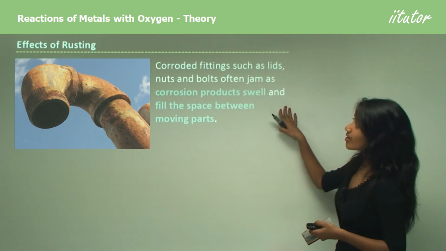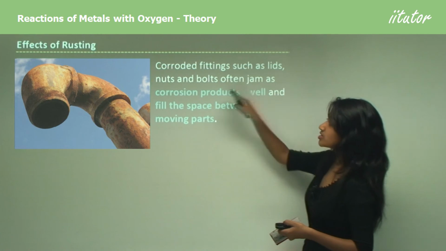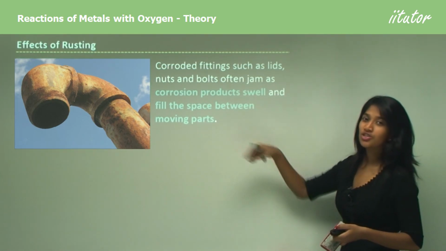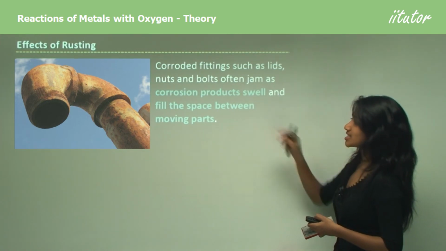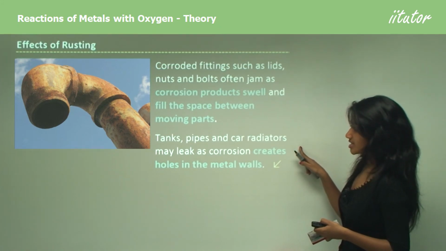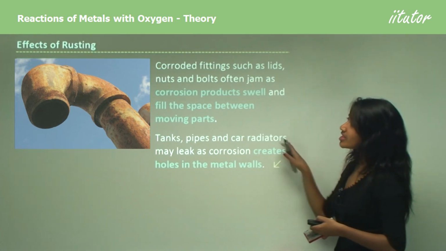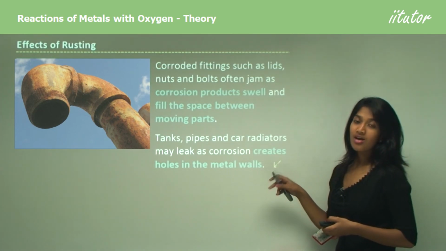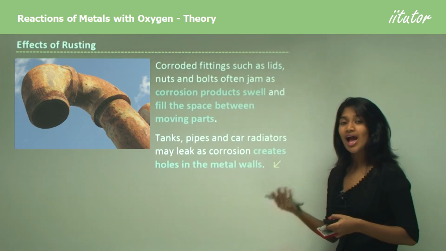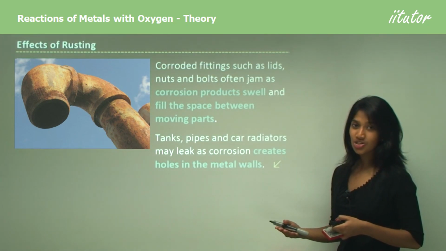It also corrodes fittings such as lids, nuts and bolts, often jamming them, because the corrosion products swell and fill the place between the two parts. So corrosion is acting as a disadvantage here. Also, tanks, pipes and car radiators may leak as corrosion creates holes in the metal walls. So these are some defects of corrosion. In this topic, we covered metals reacting with oxygen, and corrosion was one of these reactions and how it's a disadvantage to everyday society.